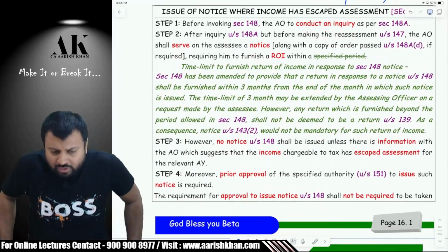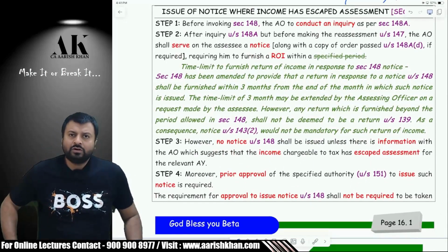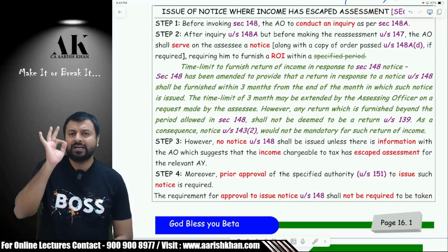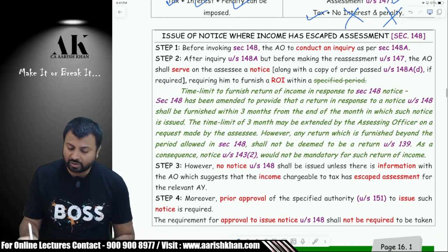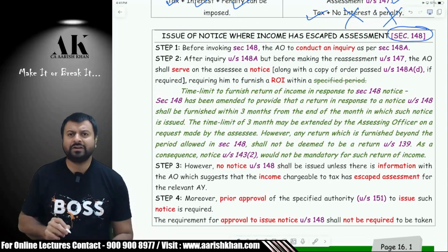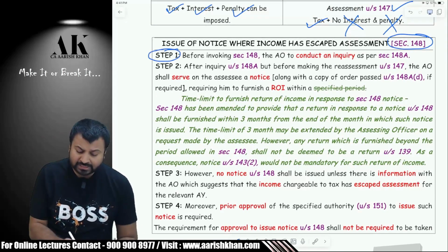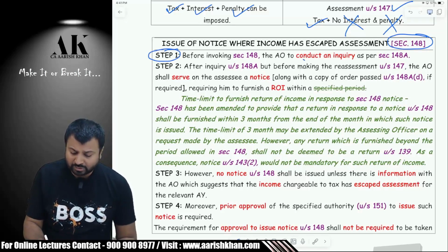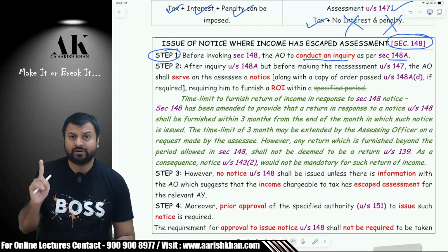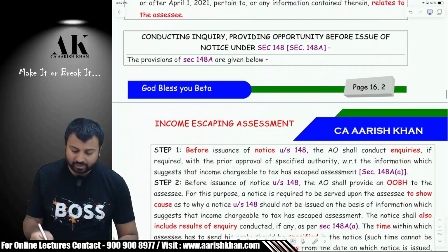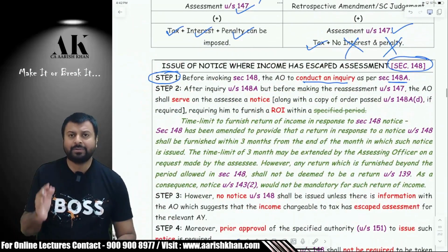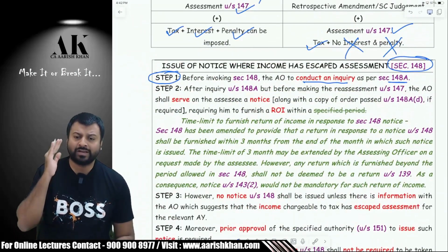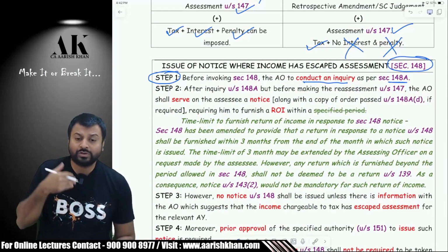Now as I told you some time before, if you want to do 147, then the department has to follow sections 148 to 153. So let's talk about 148 first. In 148, the very first thing the department has to do is conduct an inquiry under 148A first. What is 148A? We are going to see that on the next page after some time. But the department has to do an inquiry under 148A if they want to send a notice under 148.